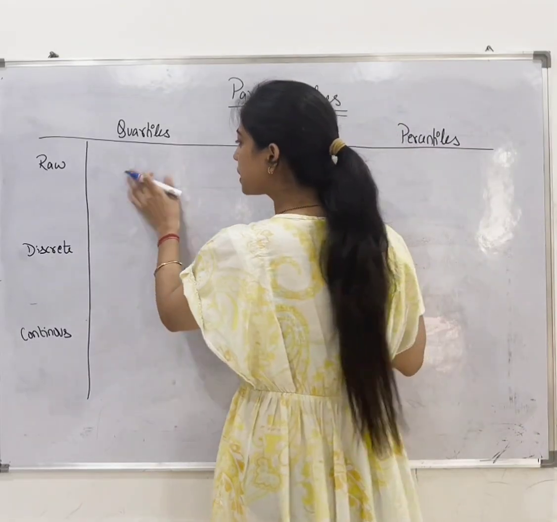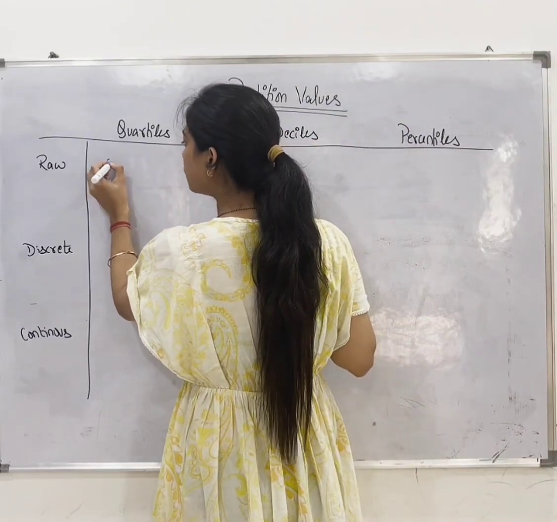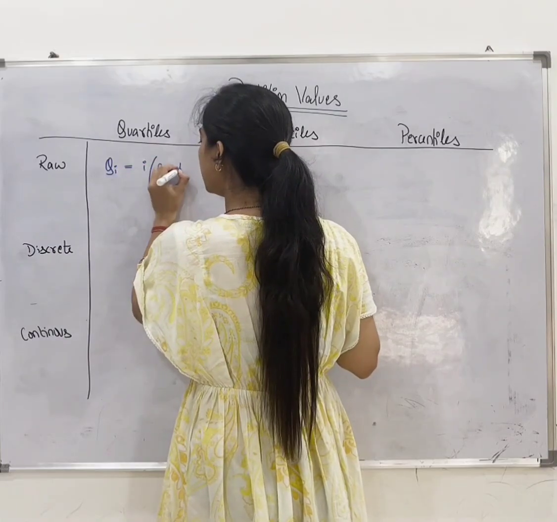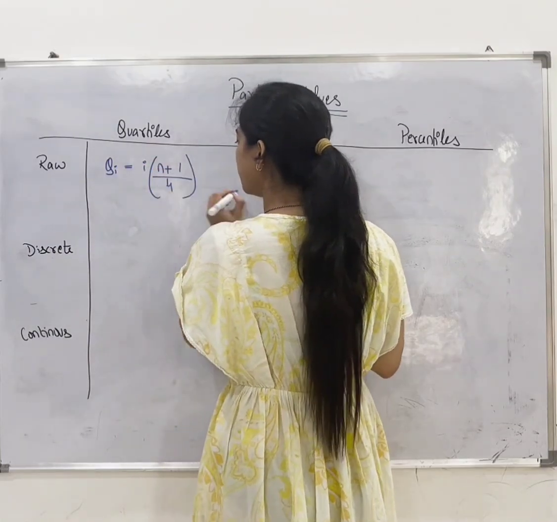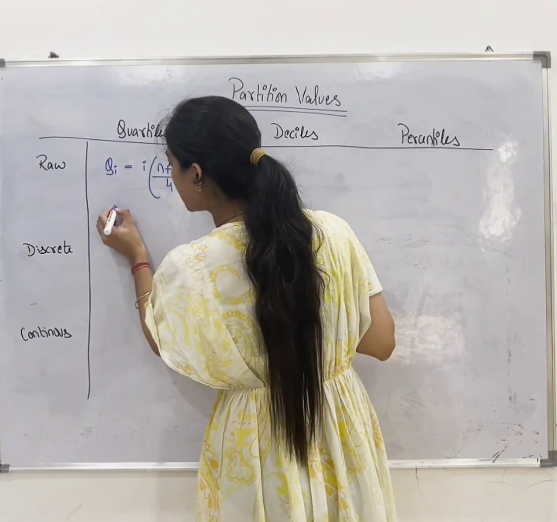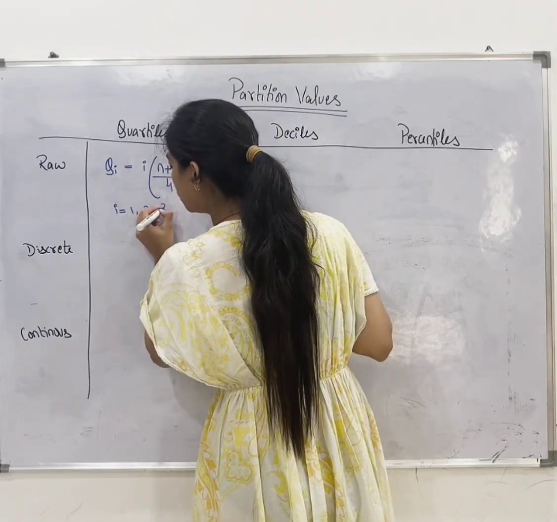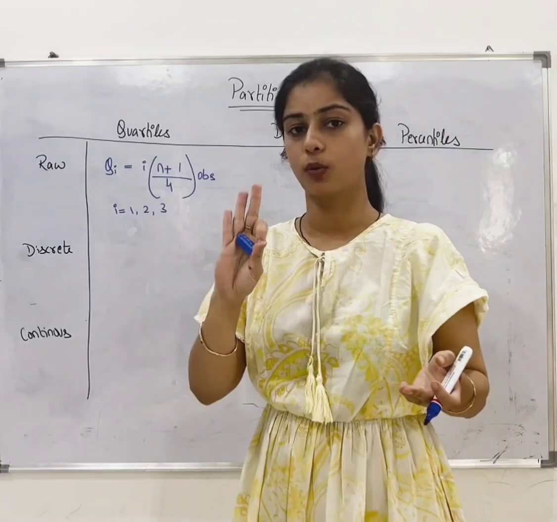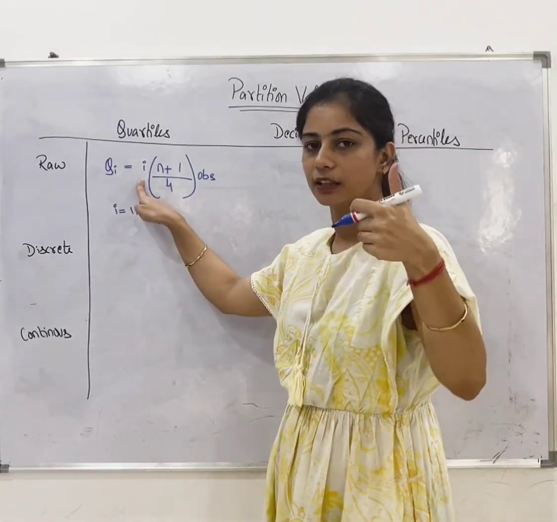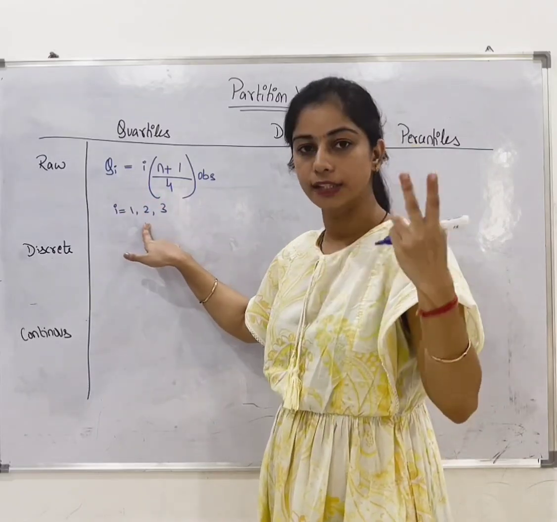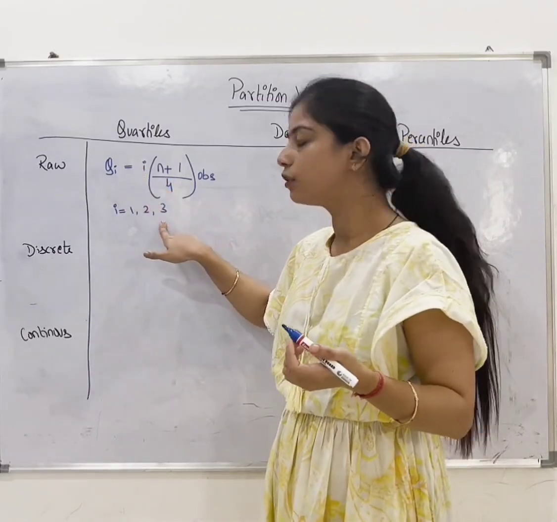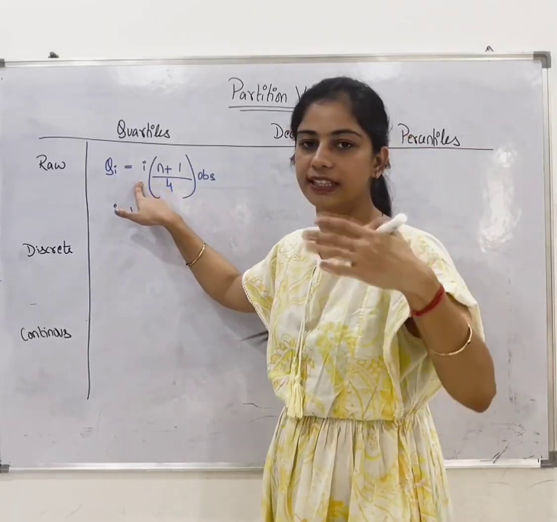Starting with raw data, Qi is equal to i times (n plus 1) by 4th observation. In this case, i can take the values 1, 2 and 3 because there are 3 quartiles. If the value of i is 1, we substitute 1 and get the first quartile. If i is 2, we substitute 2 and get the second quartile. If i is 3, we substitute 3 and get the third quartile.